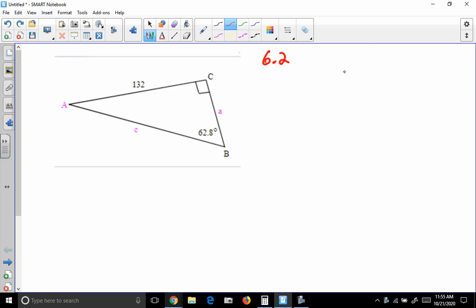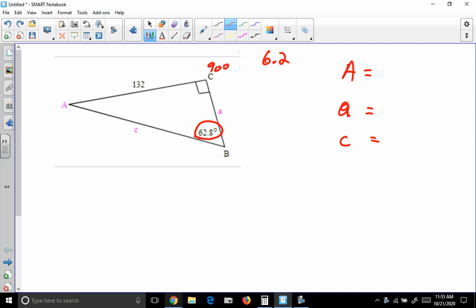Here they're wanting us to find angle A, side A, and side C. So let's begin by finding angle A. We know angle C is 90 degrees. We know angle B is 62.8 degrees. And we know that the angles add up to 180.